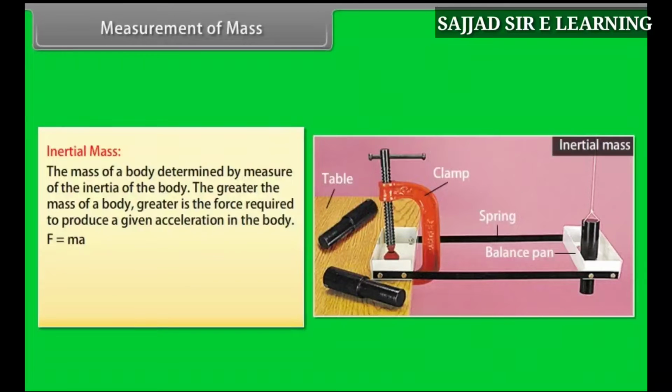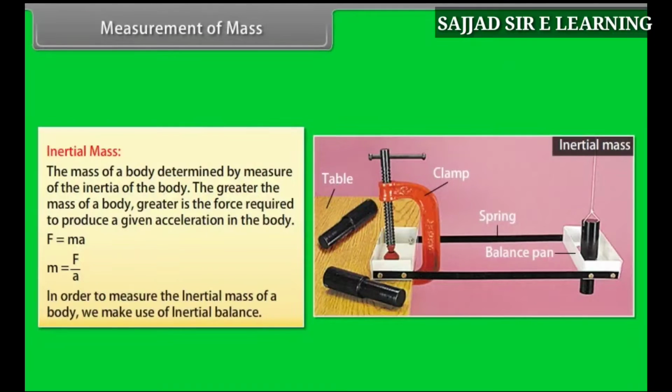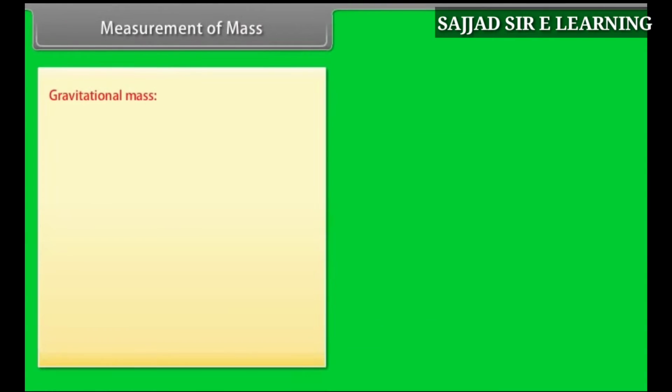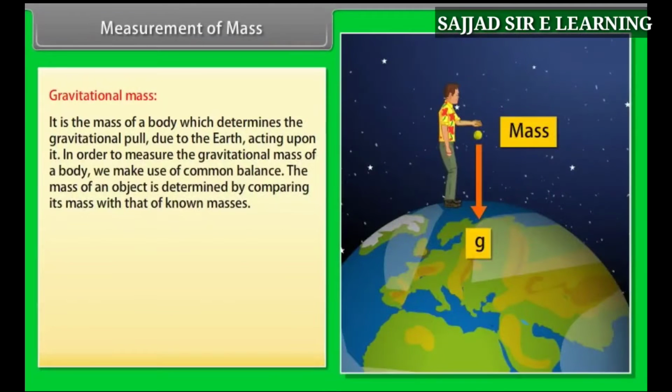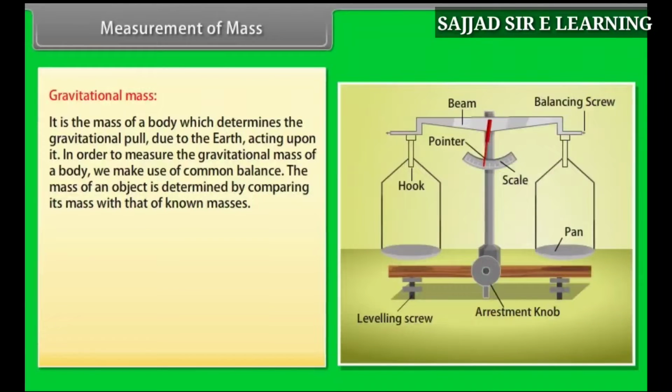F is equal to ma, or m is equal to F upon a. Thus, a very heavy body has a larger inertial mass than a light body. In order to measure the inertial mass of a body, we make use of an inertial balance. Gravitational mass. It is the mass of a body which determines the gravitational pull due to the earth acting upon it. In order to measure the gravitational mass of a body, we make use of a common balance.